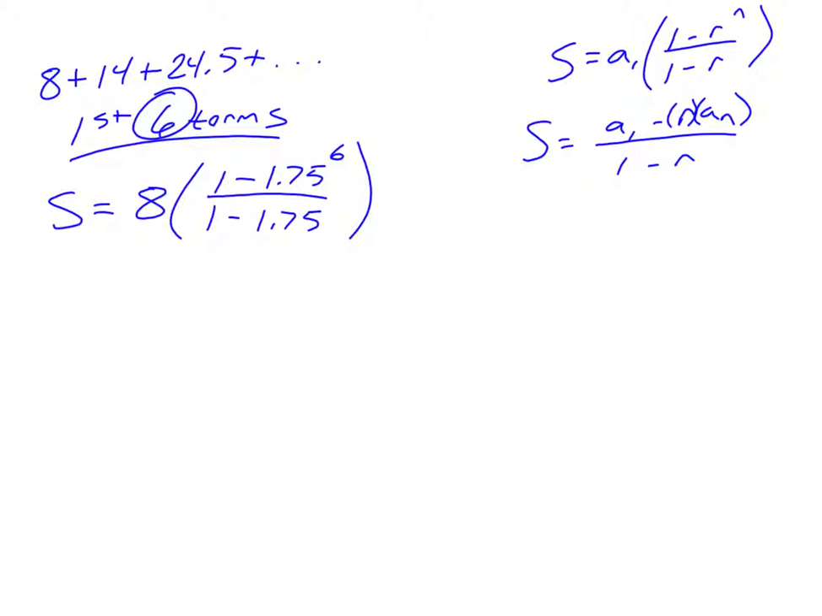We're going to do 8, parentheses, control divide. We're going to do 1 minus 1.75, raise that to the 6th, and then go to the bottom and do 1 minus 1.75. We're going to round to 3 decimal places, so we end up with 295.710.